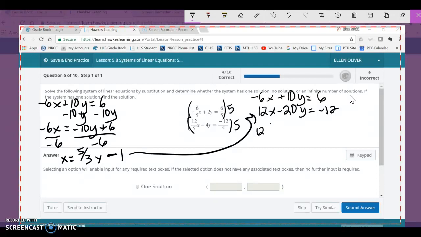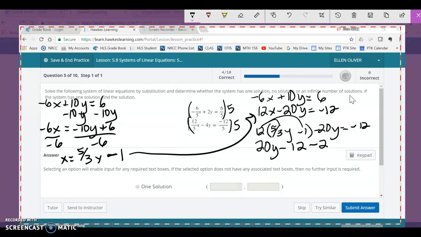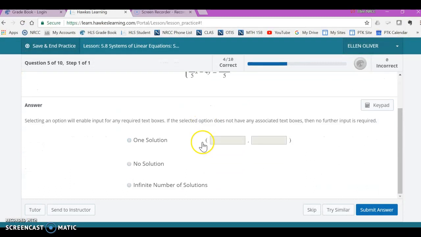So 12 times 5/3 y minus 1 minus 20y equals negative 12. So when I do this multiplication, my 3 goes into my 12 4 times. 4 times 5 is 20y minus 12 minus 20y equals negative 12. Those cancel out. Negative 12 equals negative 12. That is always true, so it's going to have infinitely many solutions.